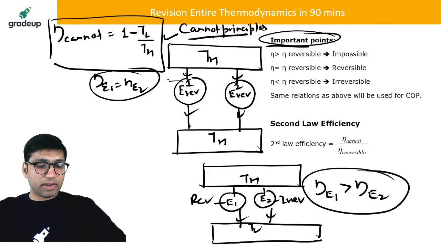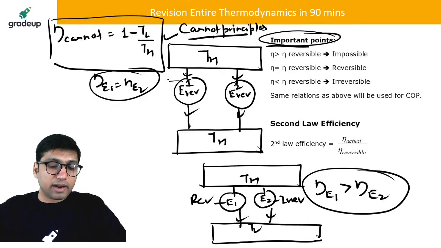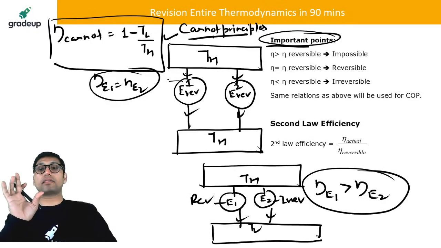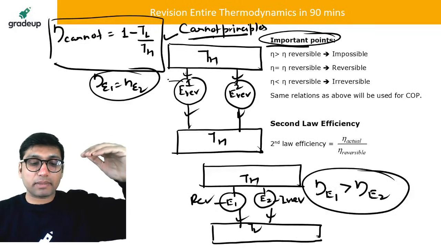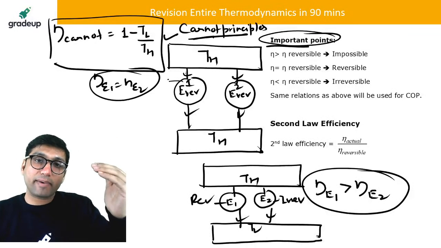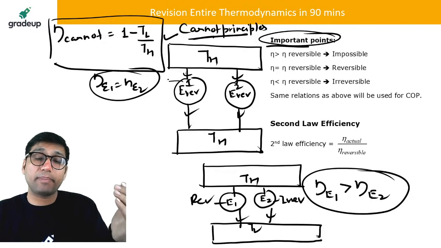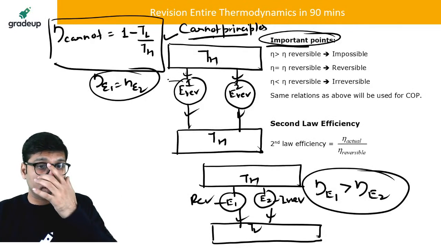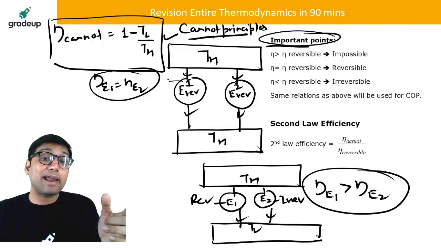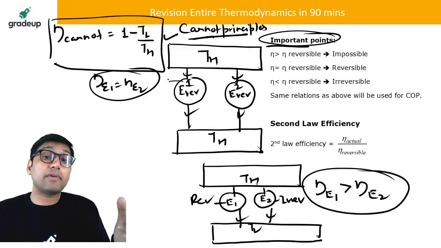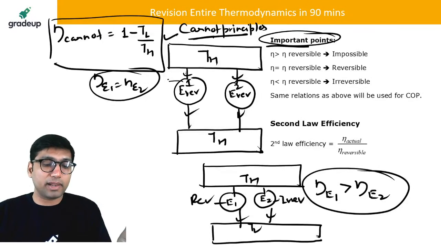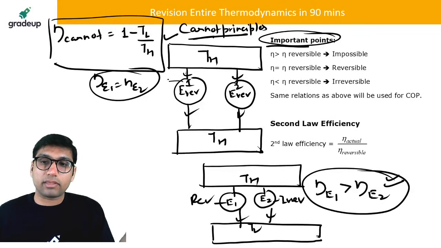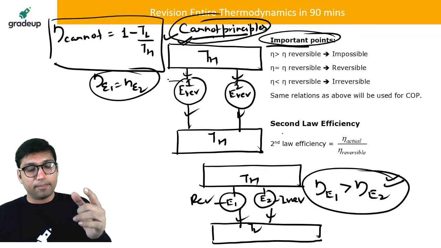Okay, clear everyone? So if between two same temperature reservoirs there are two reversible engines, then their efficiency will be equal because they are operating between the same temperature reservoirs, so their efficiency depends only on temperature limits. But if between the same reservoirs there is one reversible engine and one irreversible engine, then the efficiency of the reversible engine will always be greater than the irreversible engine. This is a very, very important result. These are two Carnot principles which have been given by Carnot. Okay, remember that.